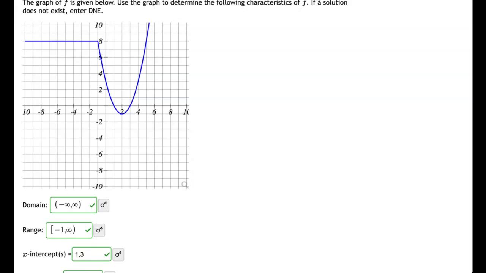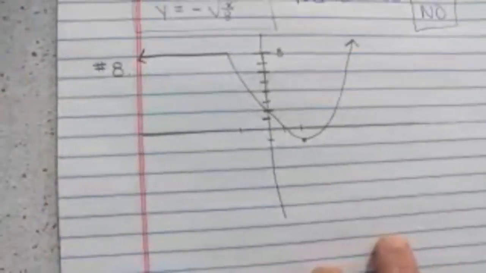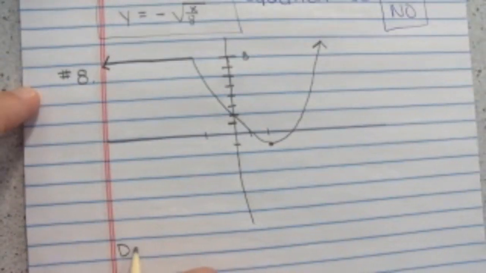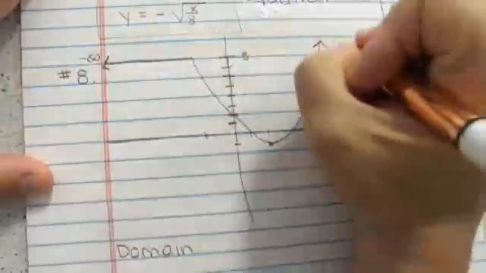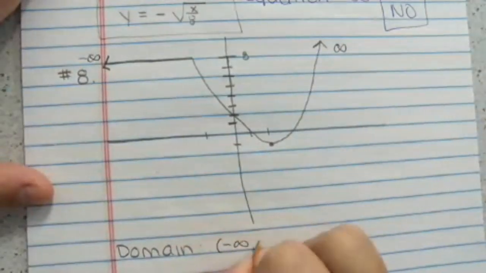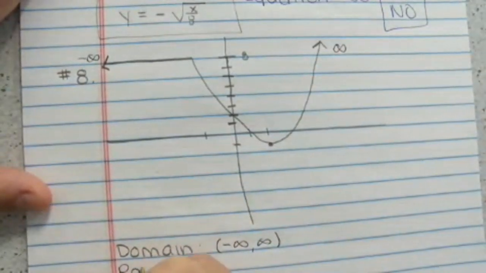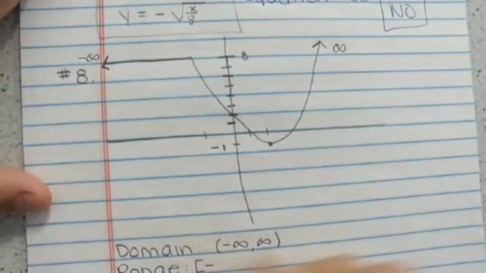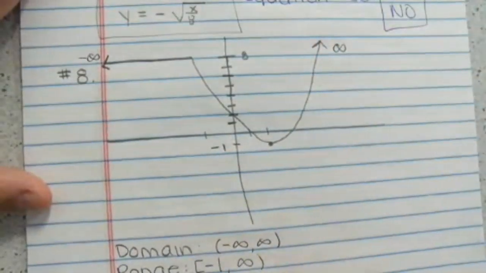I'm not very good at drawing, but maybe this will help. All right, so there's our graph. Just recapping real quick. Our domain went on forever to the left, so -infinity, and on forever to the right, so +infinity. Our range stopped down here at -1, so nothing went past -1, but then it went up forever to infinity.